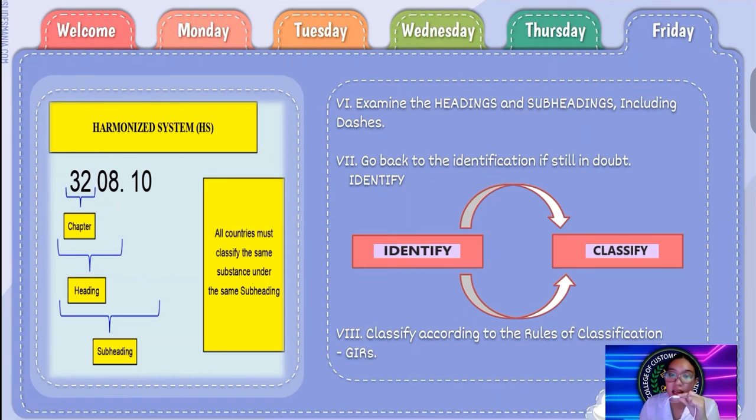And lastly, number 8, classify according to the rules of classification. So there will be many rules to be used in classifying goods. That's all for my discussion.